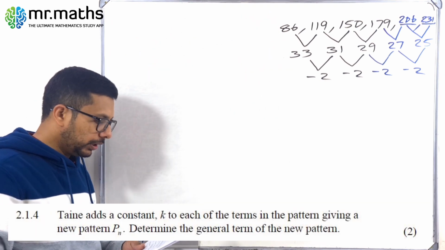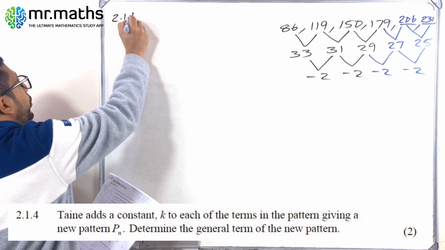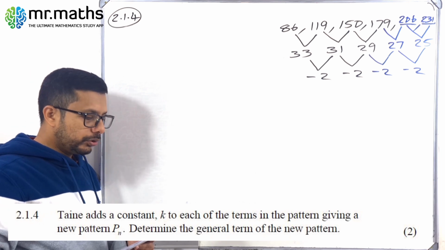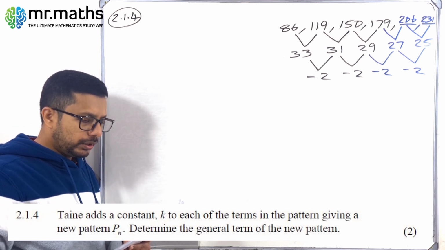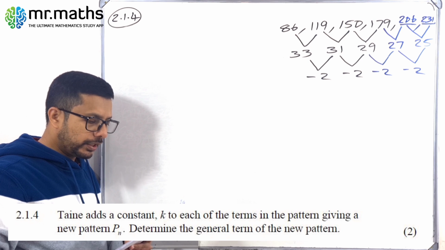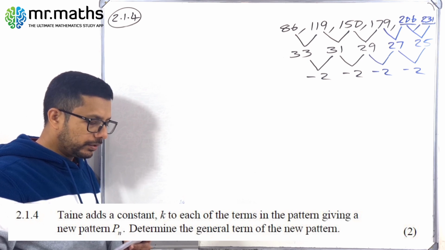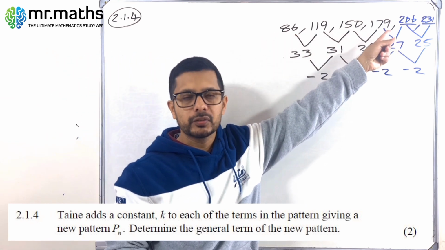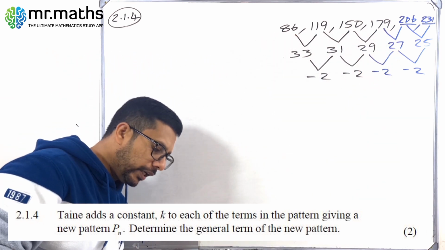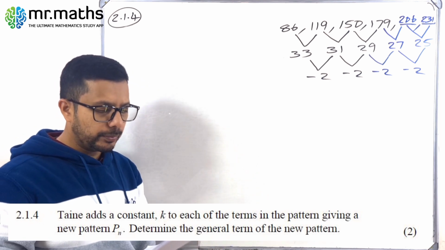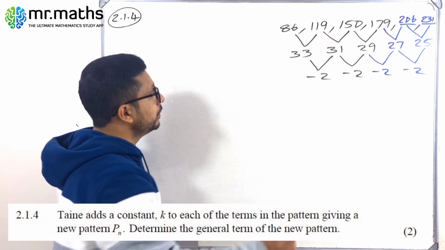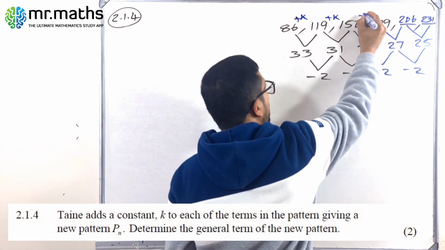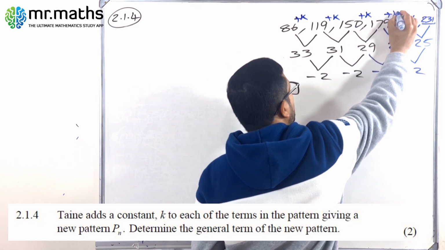Question number 2.1.4. What is that question? Kevin adds a constant k to each of the terms in the pattern, giving a new pattern Pn. So this is the given pattern 86, 119, 150. Am I right? Okay. So Kevin adds k, a constant k to each of the terms. That means he added like this. This one plus k. This one, each of the terms he added a constant number k, plus k, like that.